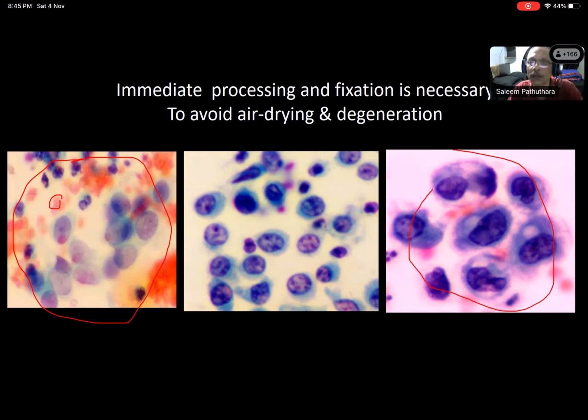What happened to this smear? This has got completely degenerated. The smear preparation was done after a long time. So you can see that again the chromatin details are very murky. Crispness is not there, so it is very difficult to appreciate or read the smear properly.